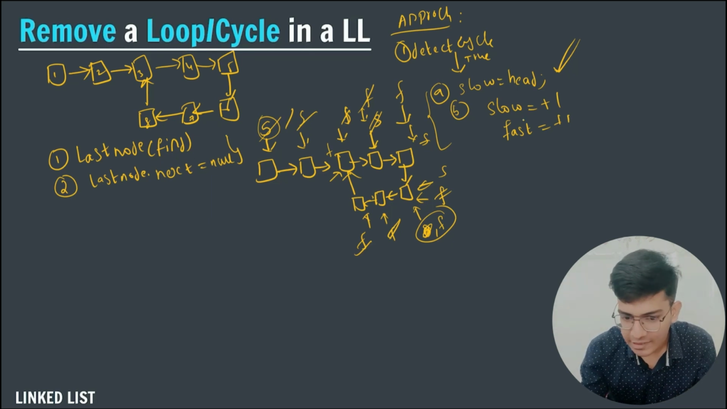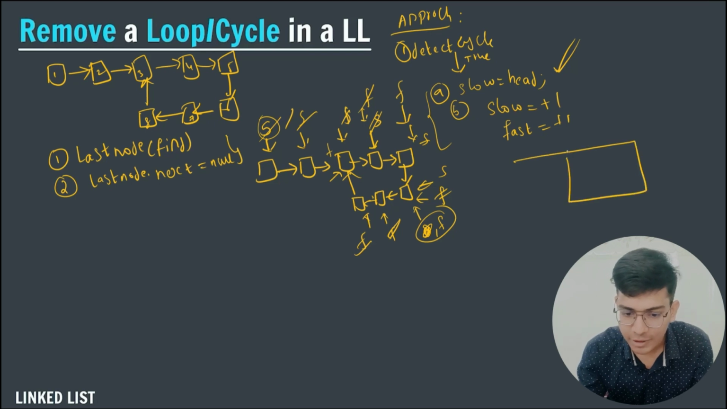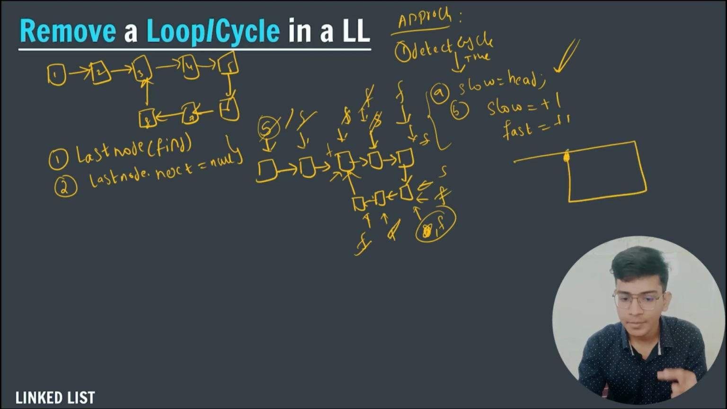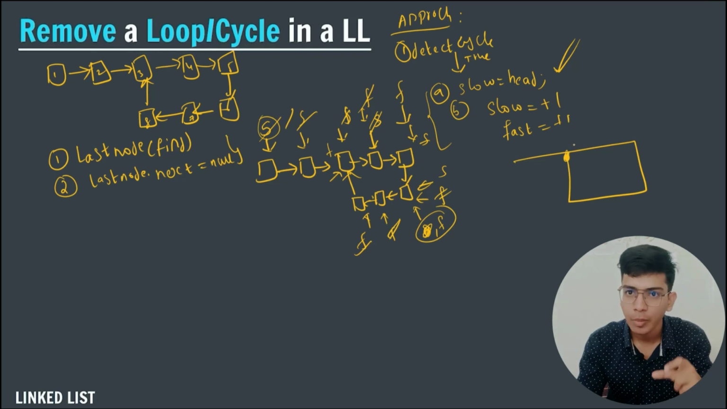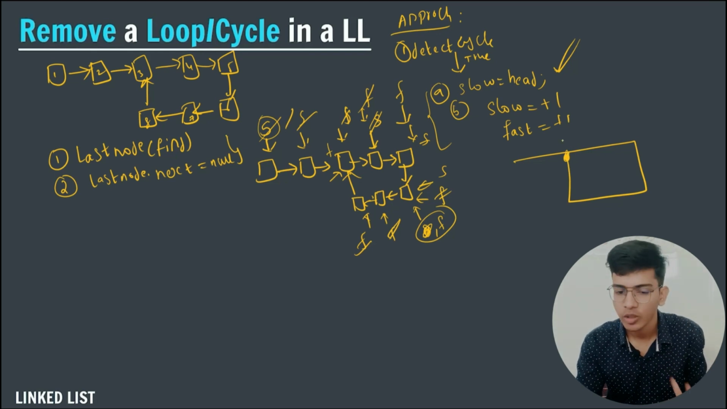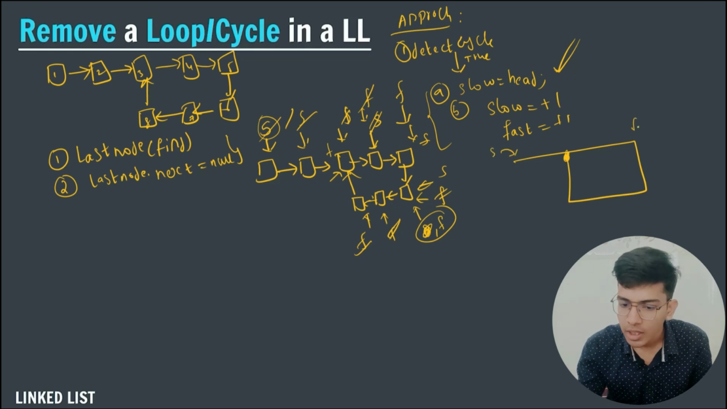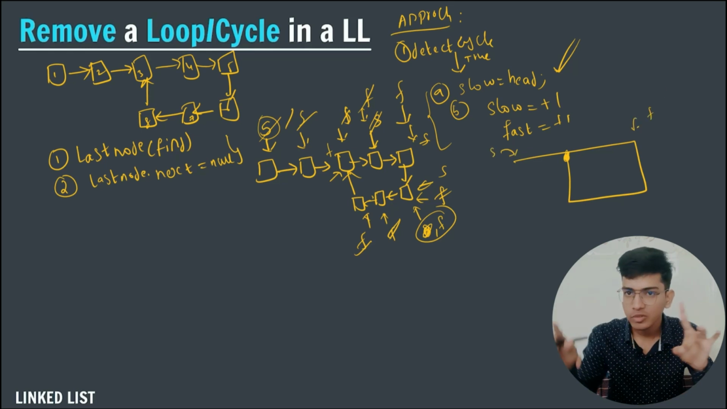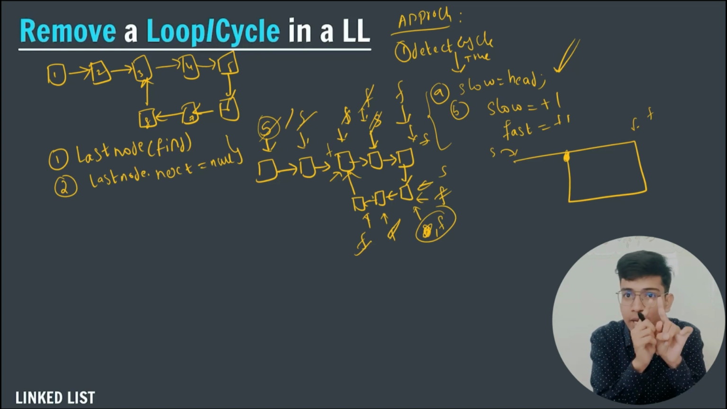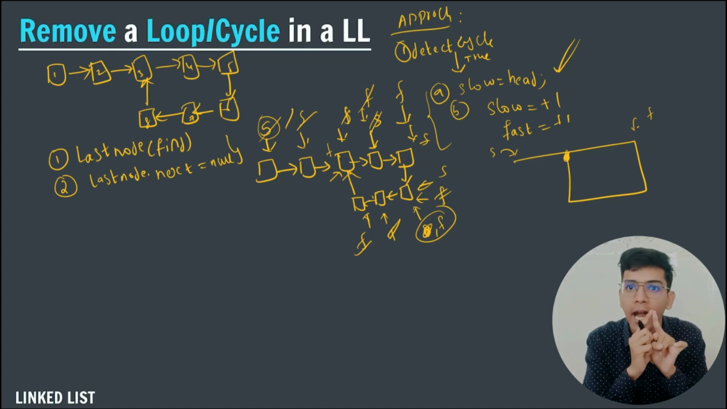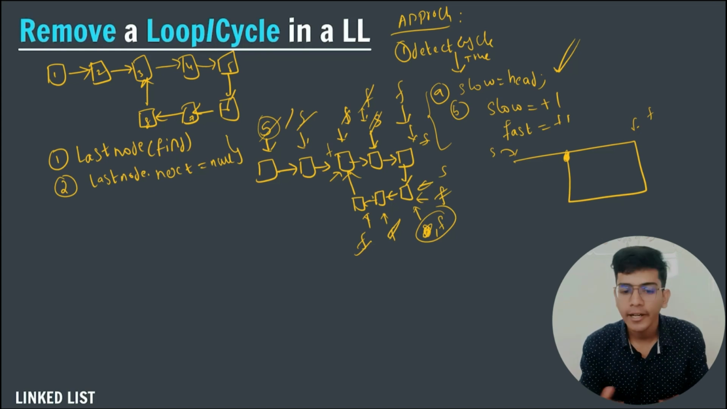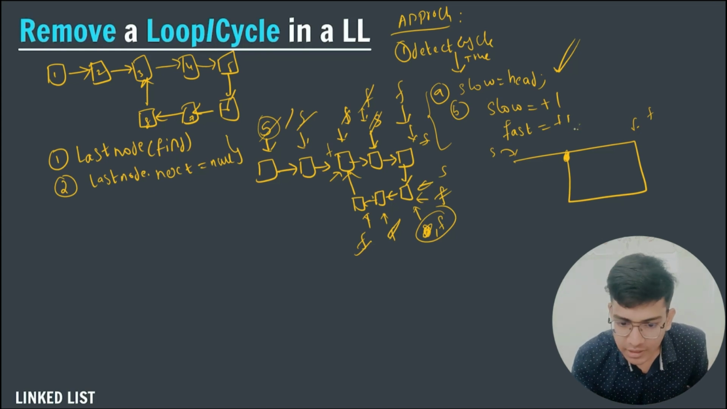is this case. Let us consider that this is my loop, this is my point of meeting, this is my point of cycle creation. So head, slow and fast will move throughout my cycle, and they will meet at a particular point, and mathematically that point will be this point.